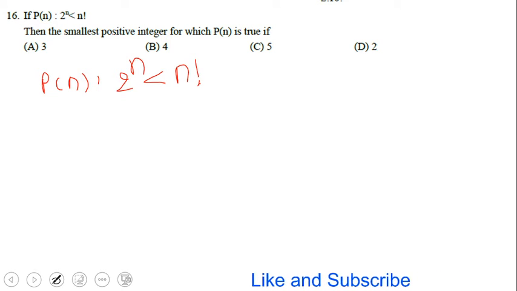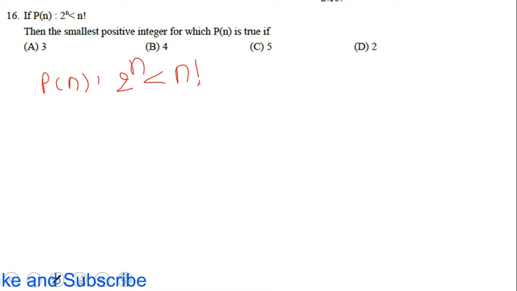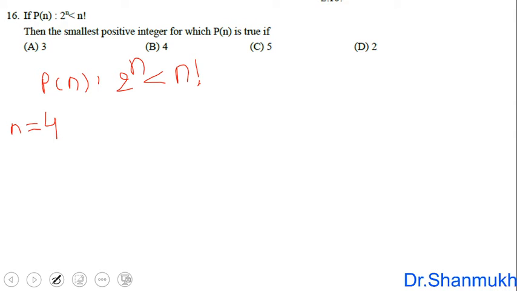Then the smallest integer for which P of n is true. Therefore, we will observe that this relation holds good. Clearly n equal to 4. I will show you the solution also.